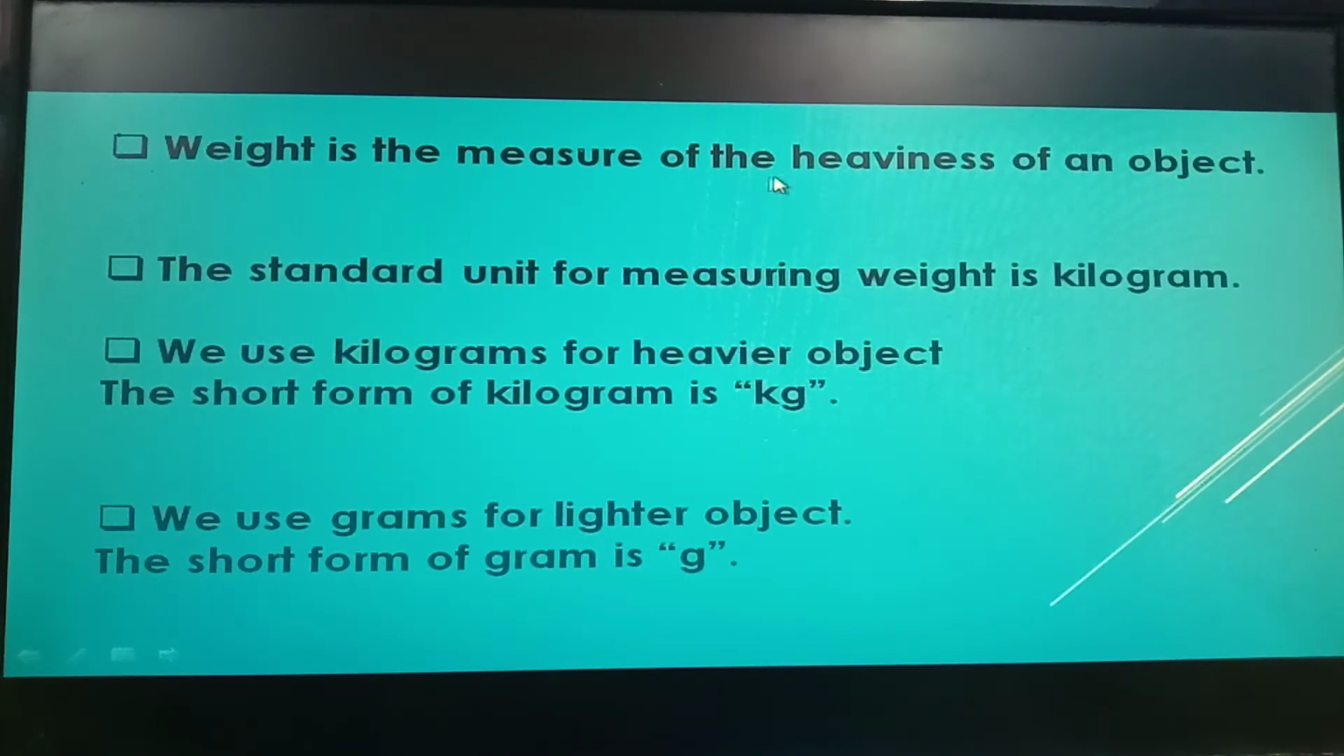Weight is the measure of the heaviness of an object. The standard unit for measuring weight is kilogram. We use kilogram for heavier object. The short form of kilogram is kg. We use gram for lighter object. The short form of gram is g.